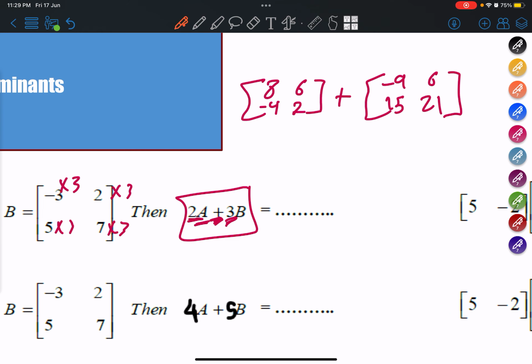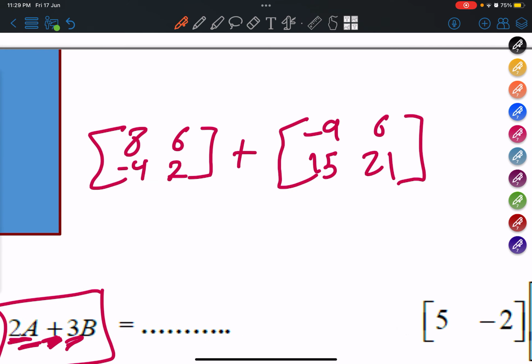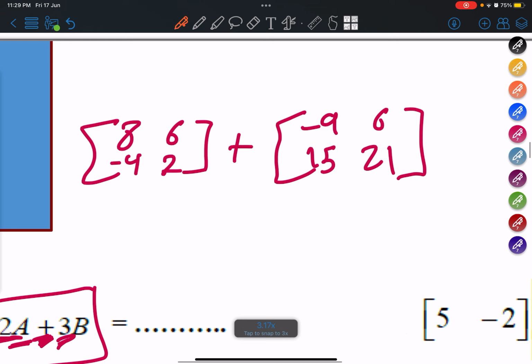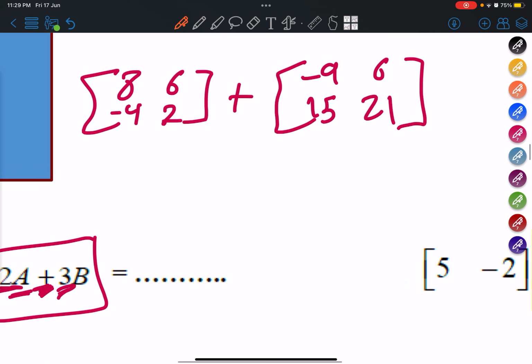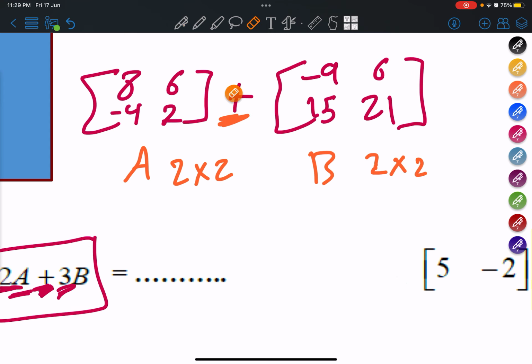Okay, now how do we add up matrices? First of all, we need to know that in order to add up matrices, the orders must be identical. They should be the same. So if A is 2 cross 2, B must also be 2 cross 2. That also applies in subtraction too.